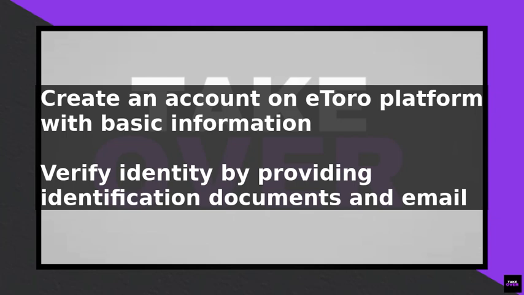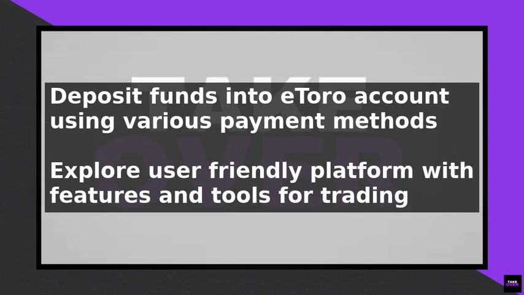After your account has been verified, you can deposit funds into your Etoro account. Etoro supports various payment methods, including credit cards, PayPal, and bank transfers. The minimum deposit amount is typically $50, but this may vary depending on your location and the payment method you use. Once you have deposited funds into your account, you can start exploring the Etoro platform.